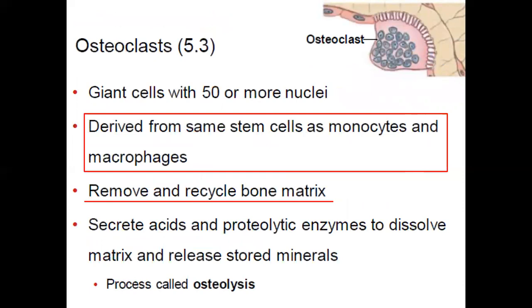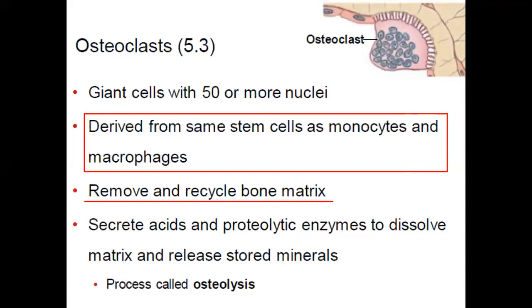Osteoclasts are a completely different cell. They're huge. They can have 50 or more nuclei. So take a look. Here's an osteoclast. It's a gigantic cell. They derive from stem cells that can either become an osteocyte or a white blood cell called a monocyte. And basically what causes them to become one cell or another is just signals, hormones and chemicals in the body.